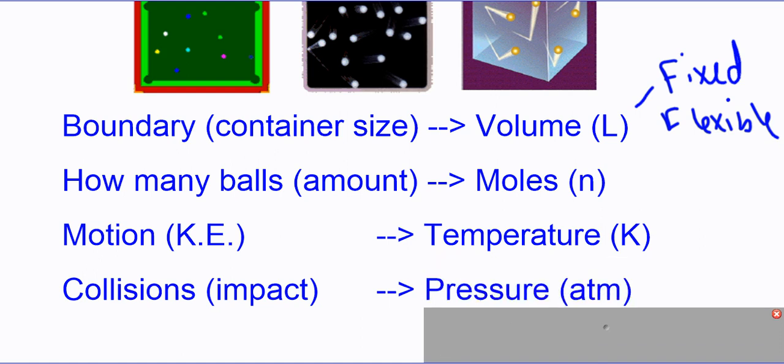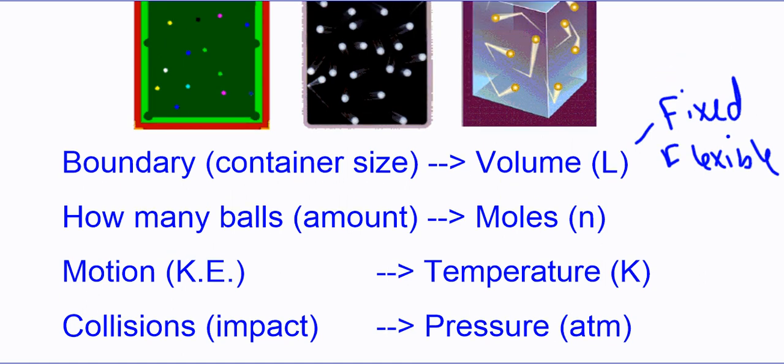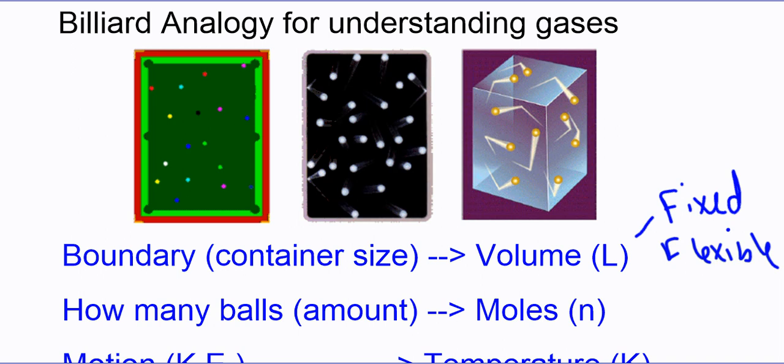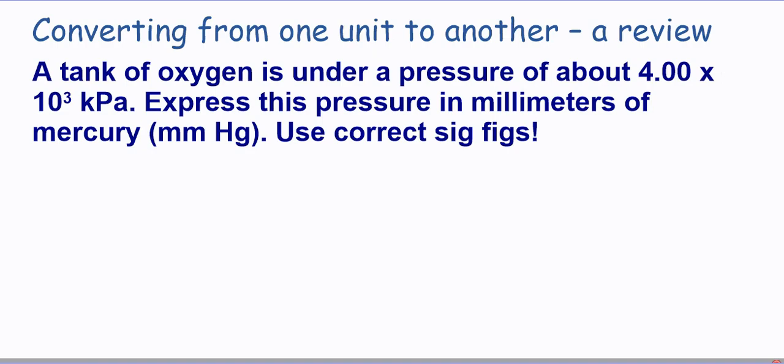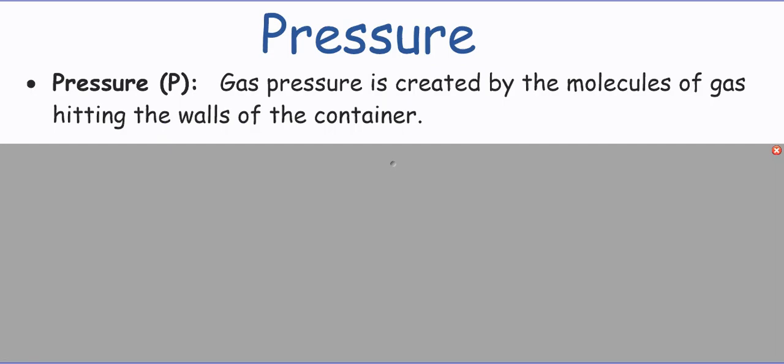And then the most important one, I think, for the visual, is pressure. Pressure is created when particles hit the walls of the container. If you think about the pool balls colliding, that is what creates pressure and how we can measure pressure. We're going to dive into each of these, starting with pressure.